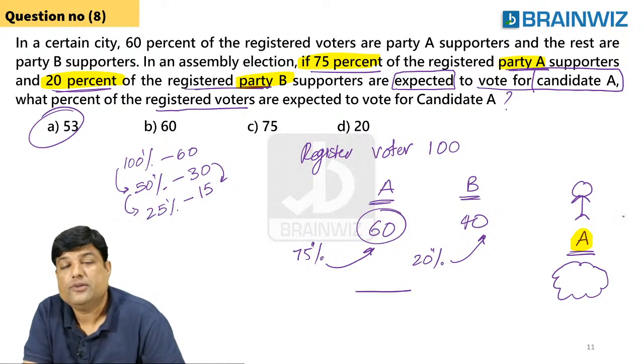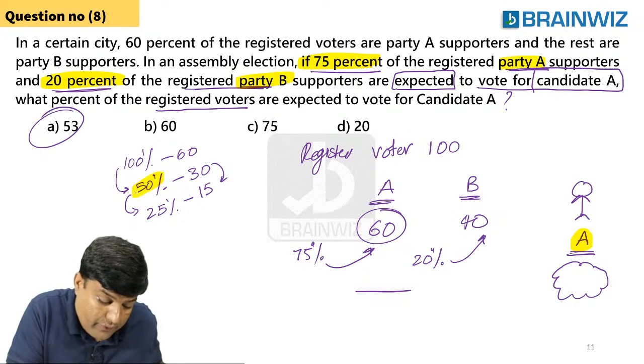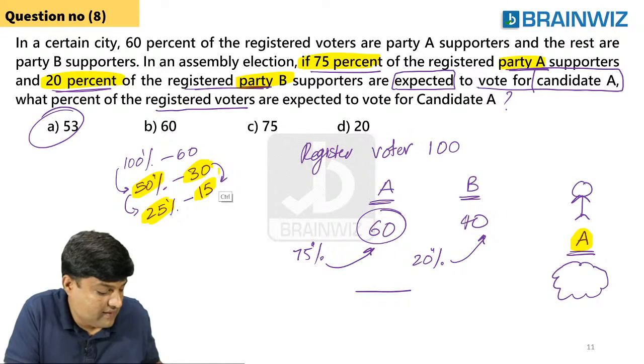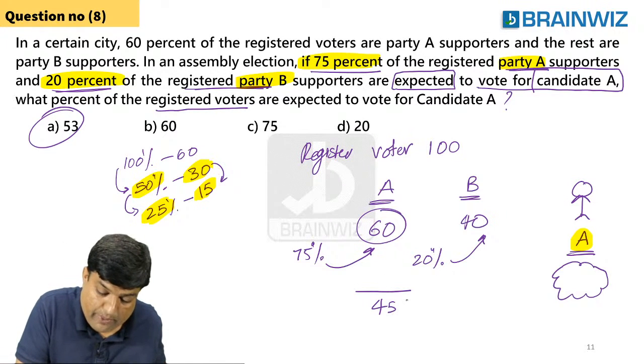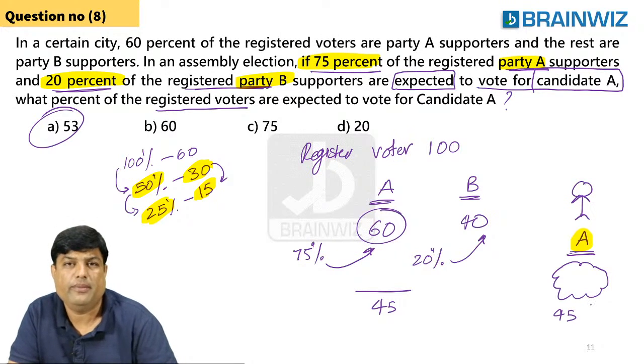15. So what do you want? You want 75%. So 75% is nothing but 50%, 25%, 30, and this thing. So we can say it is 45. 45 people are going to vote for him. How many people, guys? 45 people vote for him from A.